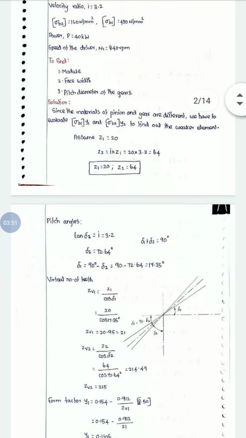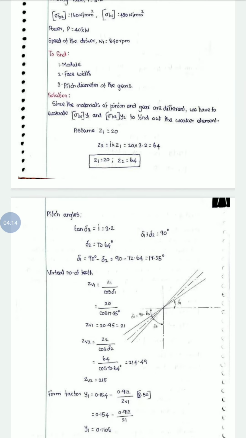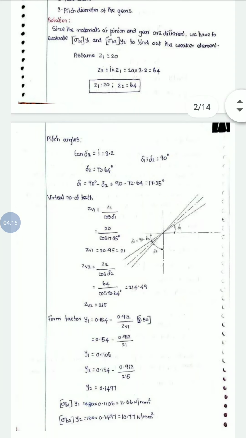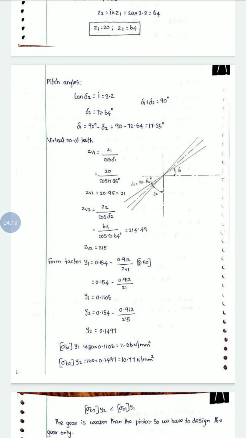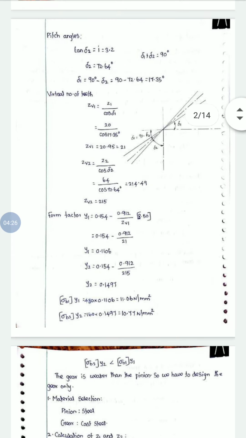For some questions the number of teeth is given; for some they don't mention it. If they don't mention it, we can assume Z1 is more than 17. So in this case I assume Z1 is equal to 20, and Z2 is equal to I into Z1, that is 20 into 3.2, which is 64. Z1 is 20 and Z2 is 64. Now I am going to find the pitch angle. Tan del 2 is equal to I, so del 2 is equal to tan inverse of I, which is 72.64.